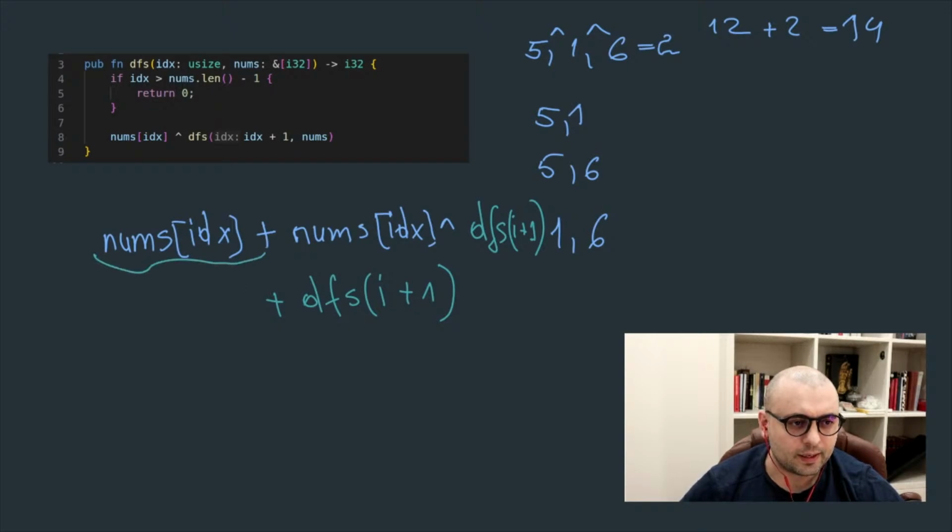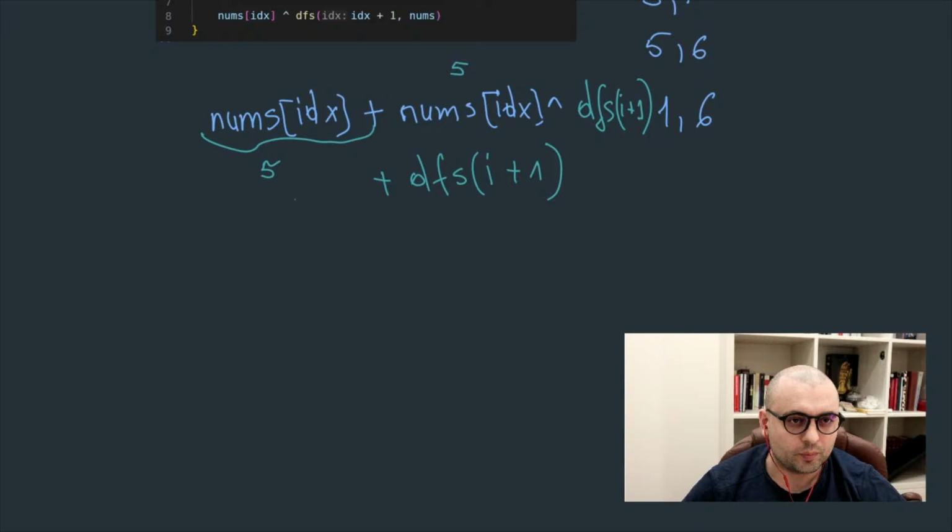So in this case, what will we have here? We'll have 5. Then we'll do 5 XOR the next one. So the next one will be one of these two, so it will be 1, XOR 1. But actually it will not be like this, if we call it recursively.